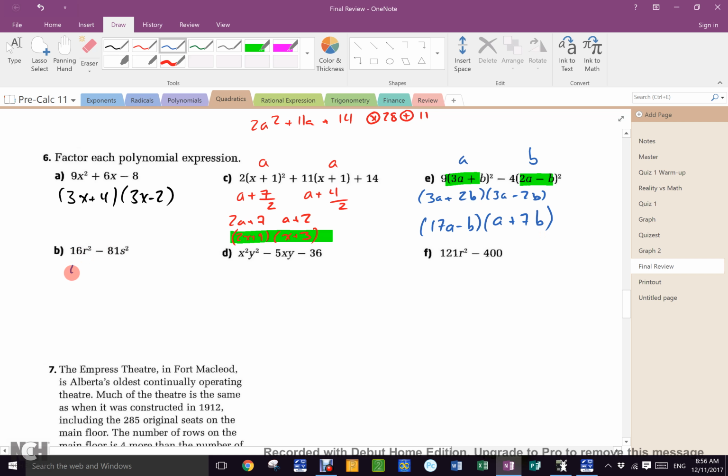This one is 4r minus 9s, 4r plus 9s. This one is a little bit tricky. It's xy plus 4, xy minus 9. And this one is 11r plus 20, 11r minus 20.